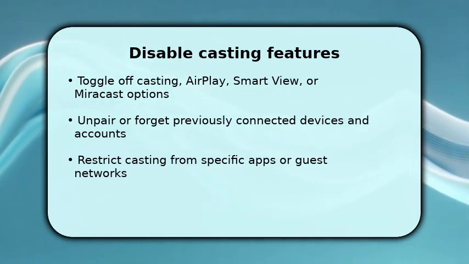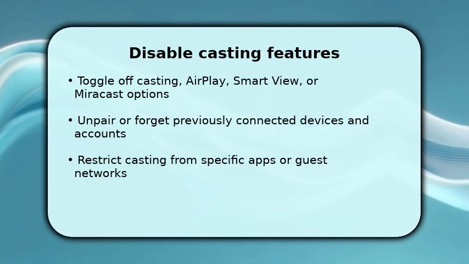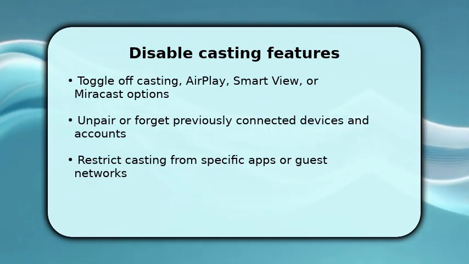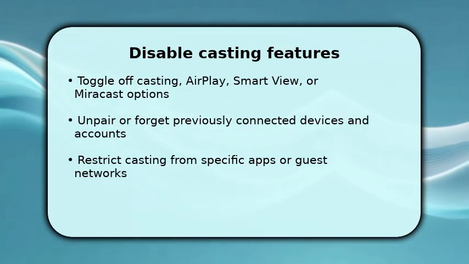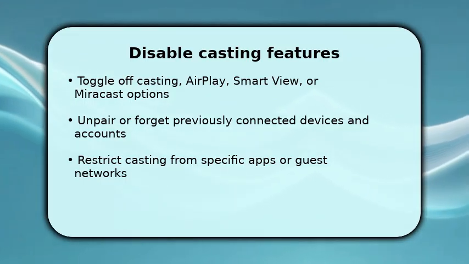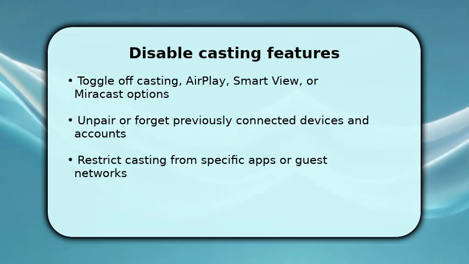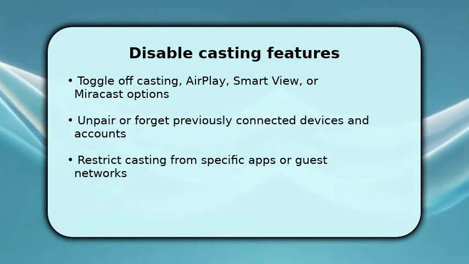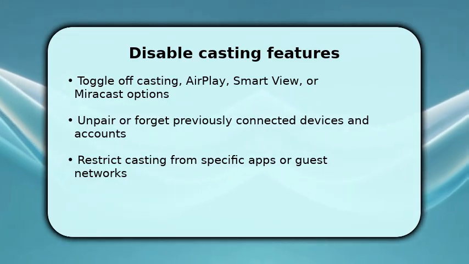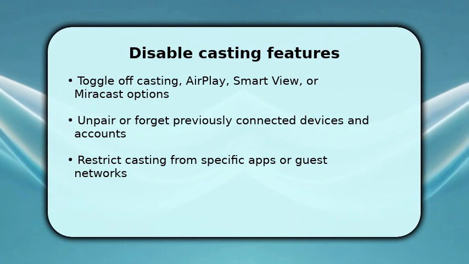Next, find previously paired devices and choose Forget or Unpair to prevent automatic reconnects. If you use a smart TV or dongle, sign out of any accounts and disable guest access. Make sure to apply changes and restart the casting app or system service so the settings take effect immediately.